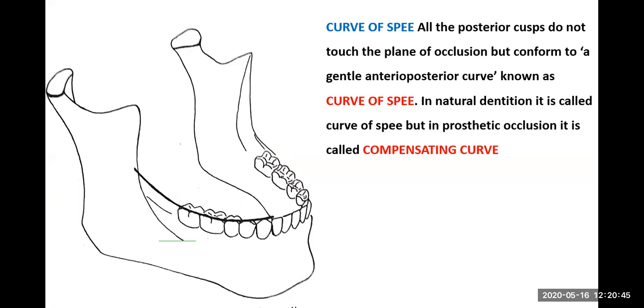The difference is that curve of Spee applies to natural dentition. When you are describing this curve in relation to natural dentition, you call it curve of Spee. But when it involves prosthetic occlusion, that is where the patient is wearing a denture, then it is called compensating curve. Please, let's take note of this important concept. They are all very important in our understanding of the concept of occlusion.